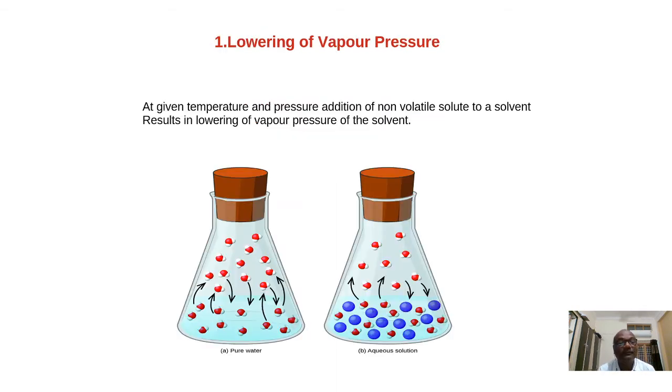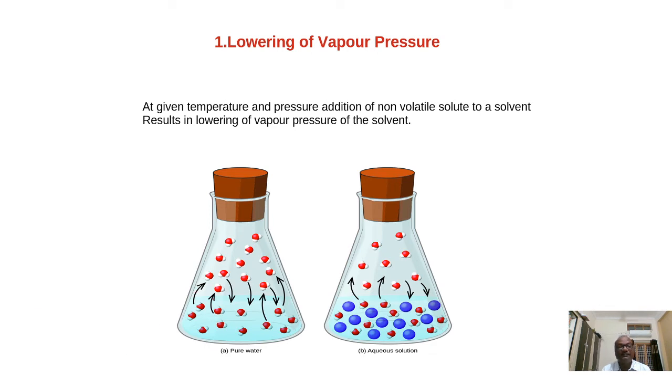Lowering of vapor pressure. At a given temperature and pressure, the addition of a non-volatile solute to a solvent results in lowering of vapor pressure. Just now we said it. Due to addition of a non-volatile solute, the vapor pressure decreases. Why does the vapor pressure decrease? That you have to see. Here two diagrams are given, two different situations.